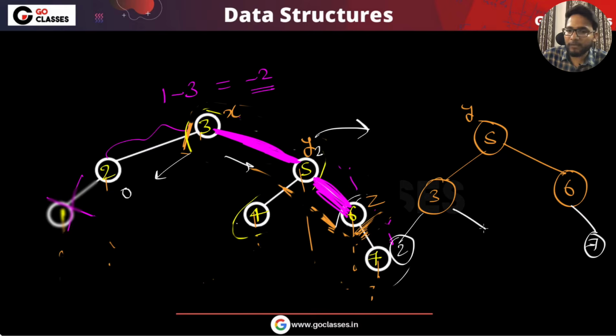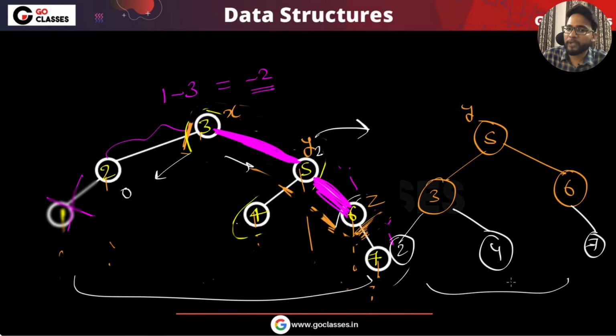So I will go to 3. I will ask 3. It will say that it is greater than me. So that's why it should be on the right of this, right? So that is how you can make it balanced. See, this was imbalanced. It is balanced, right? I hope you got it.